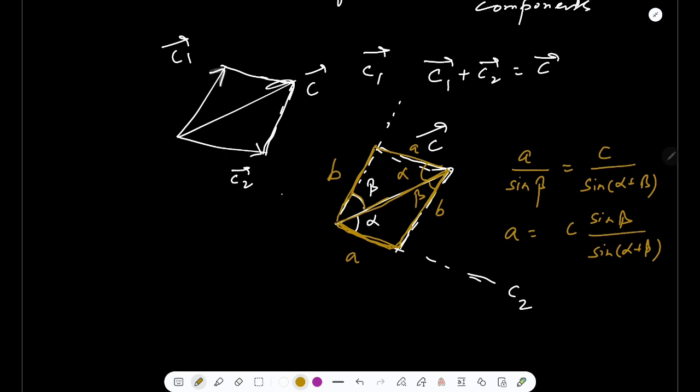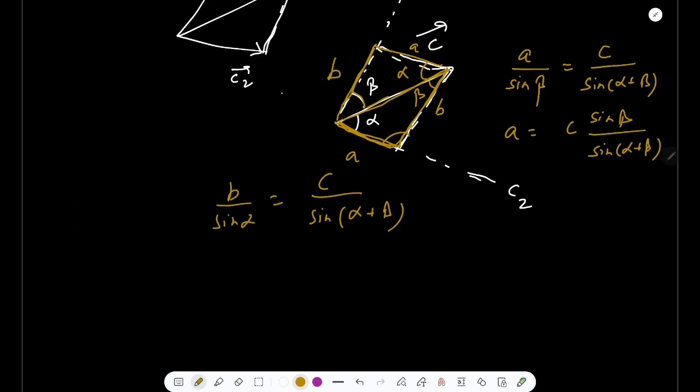In a similar manner you can find b. You can write b upon sine alpha equals c upon sine of 180 minus alpha plus beta, that is sine alpha plus beta, and you can find b as c sine alpha upon sine alpha plus beta. If you have other information, you can use the cosine rule as well to find them in a more direct manner, but I'm not going to use it. I'm talking about scalar and vector components.